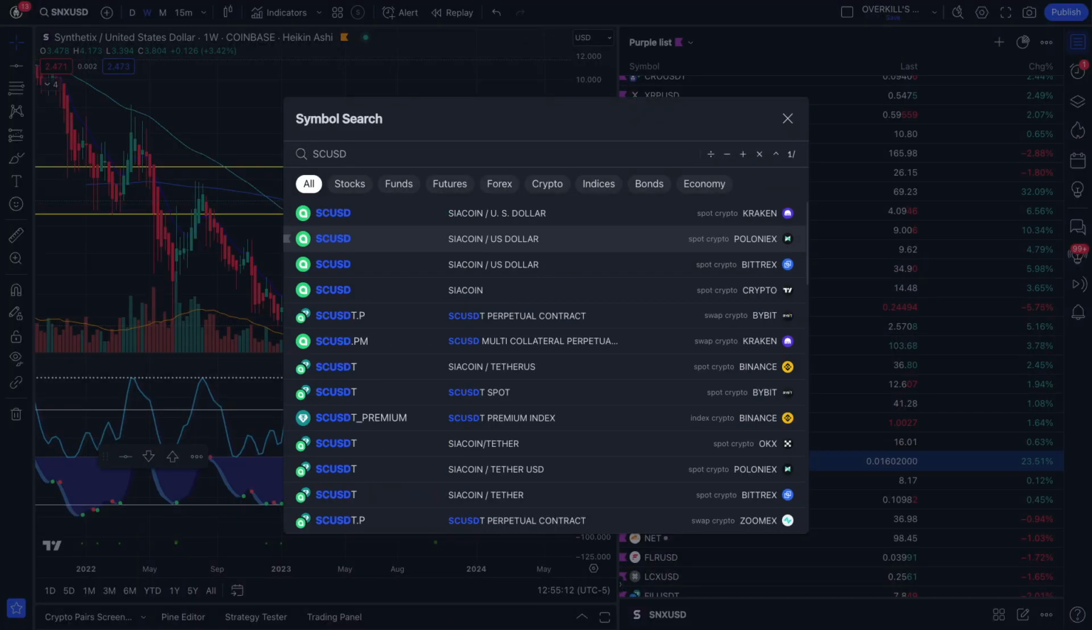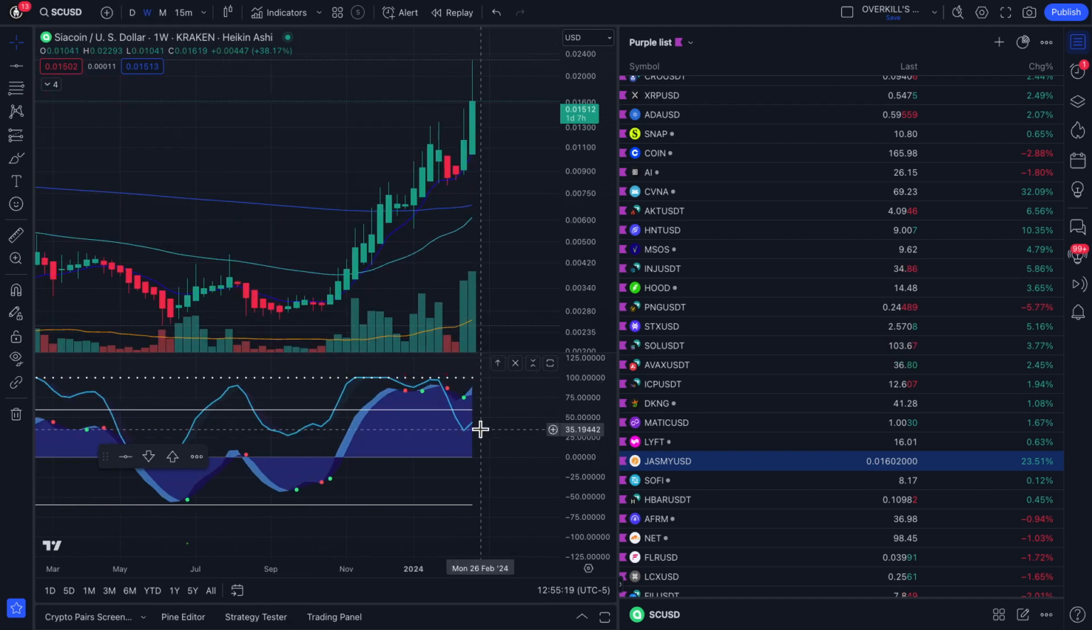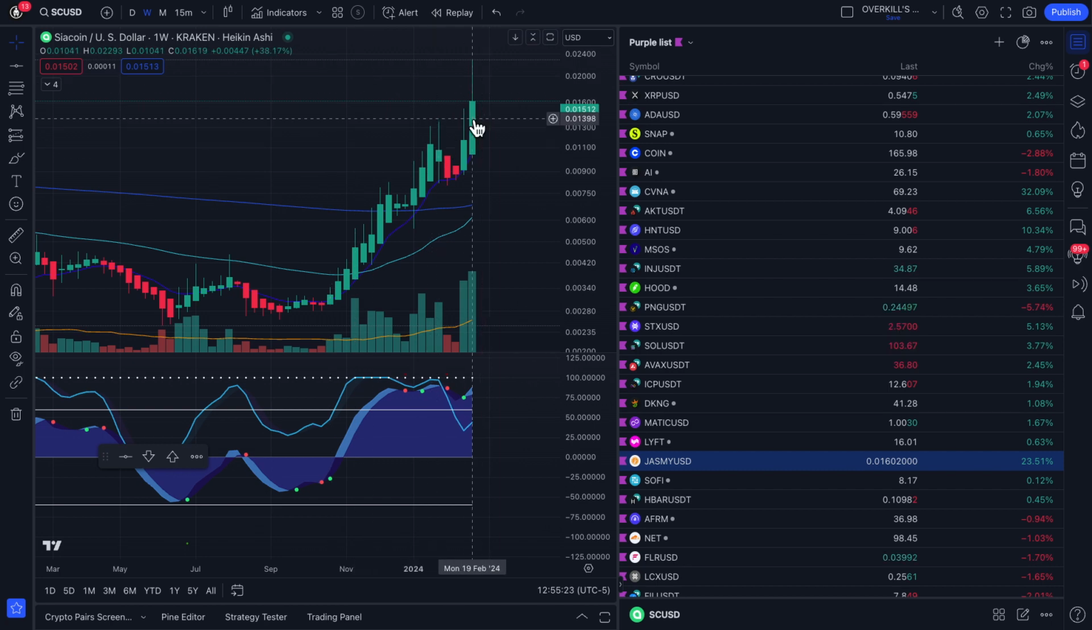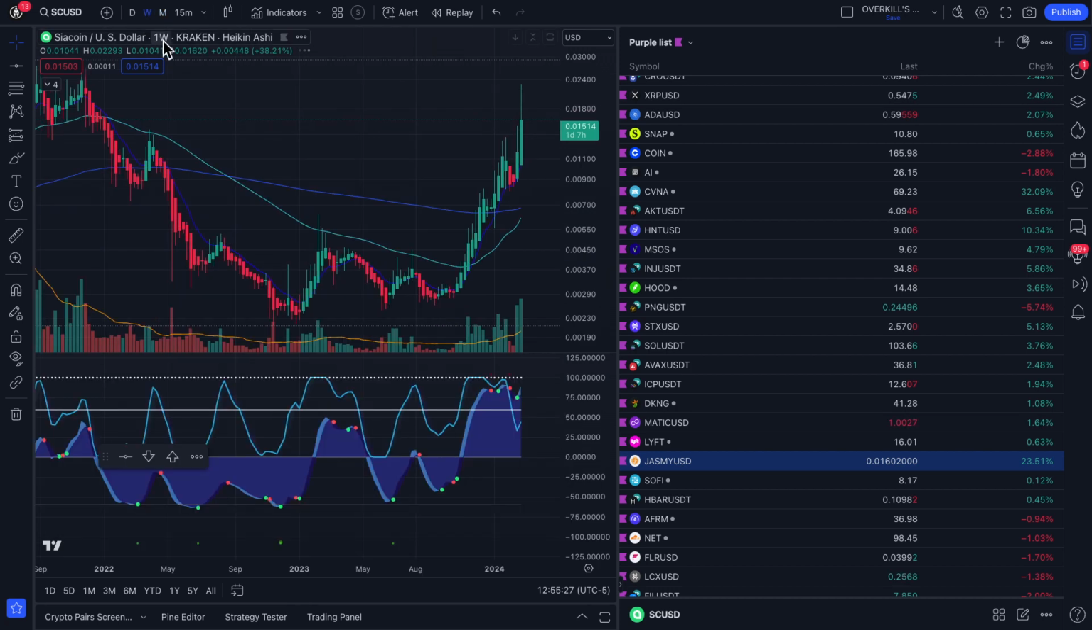SC. Not on Coinbase. Okay, that one's just taken off. And the stochastic is actually pretty far down there too. But that's a big move this week. 38% up on the week. Monthly chart looks good.